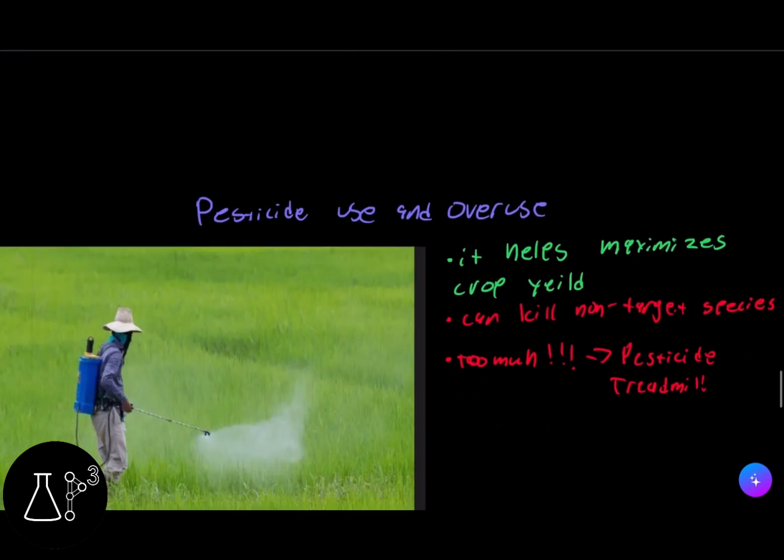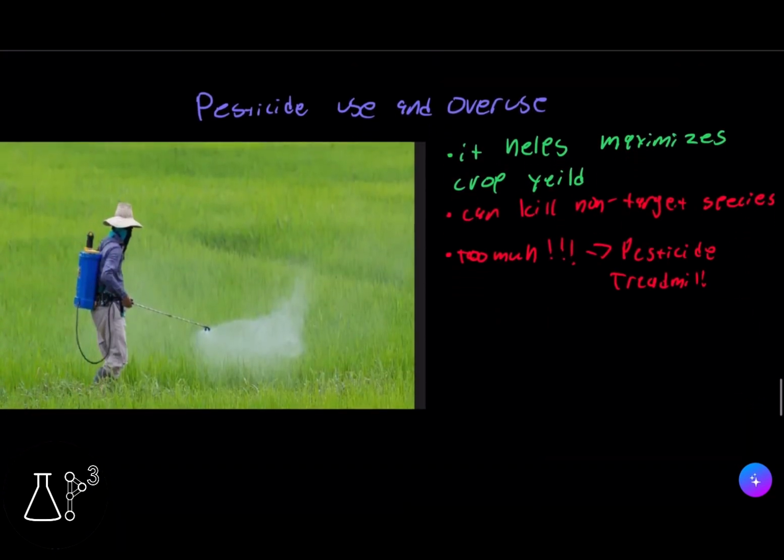And now, last but not least, we're going to talk about pesticide use and overuse. Basically, pesticide use is in order to increase or maximize crop yield or the growth of the crops. And we can do a lot of things with that. We can make it drought resistant, weed resistant, insect resistant. Depending on what you want to use the pesticide for, you can apply it.